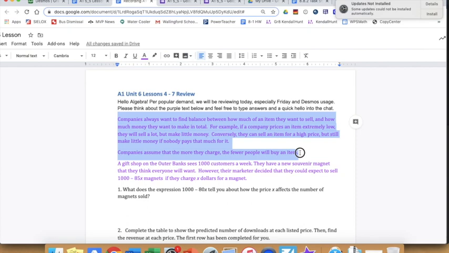So let's think about a gift shop on the Outer Banks that sees 1,000 customers a week. They have a new souvenir magnet that they think everyone will want. However, their marketer decided that they could expect to sell 1,000 minus 85x magnets if they charge x dollars for a magnet. So we have a lot going on here. Basically, they expect to see about 1,000 customers a week, and their marketer gave them this weird expression, which I know is kind of throwing people in the class.